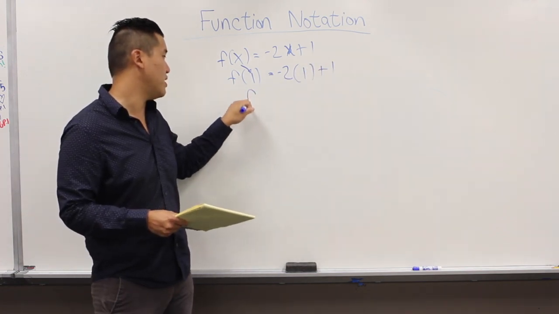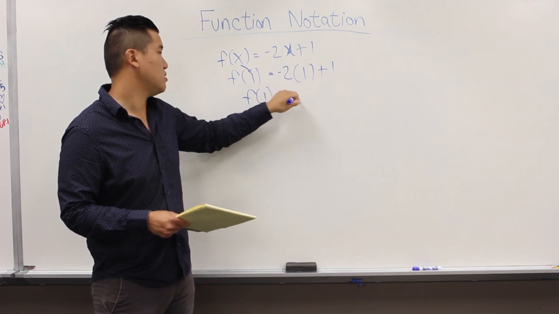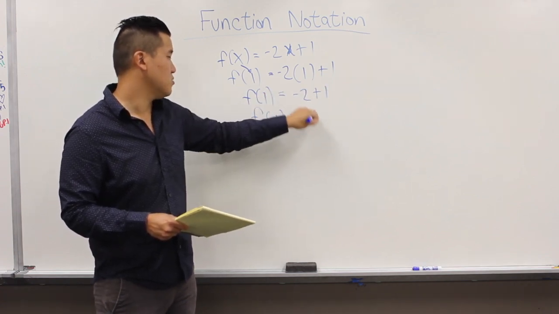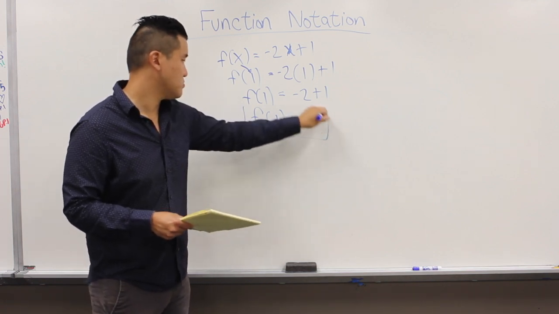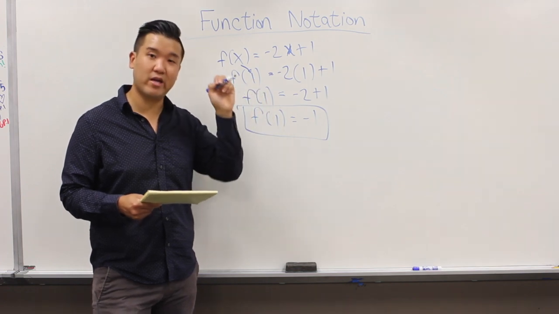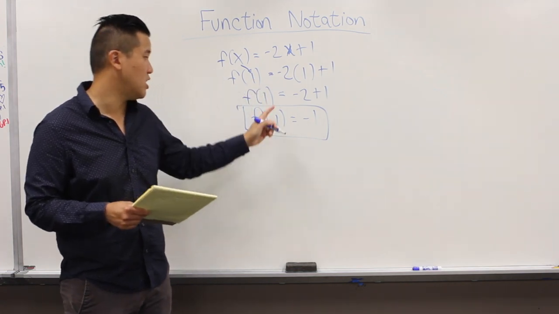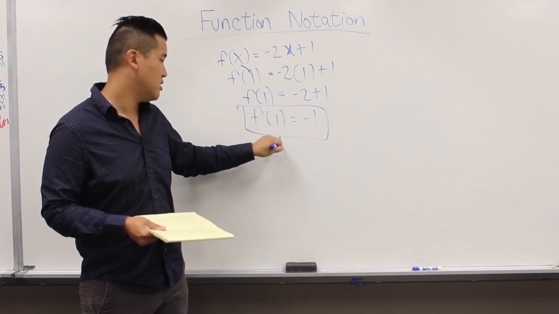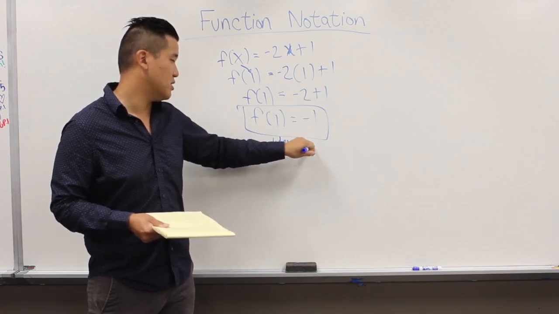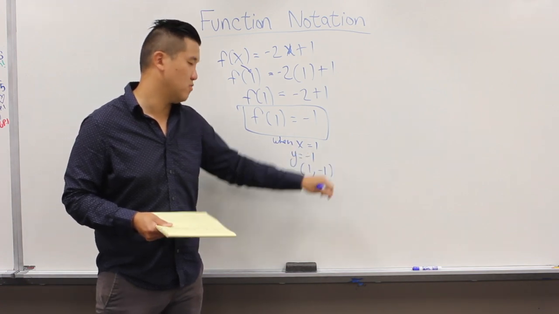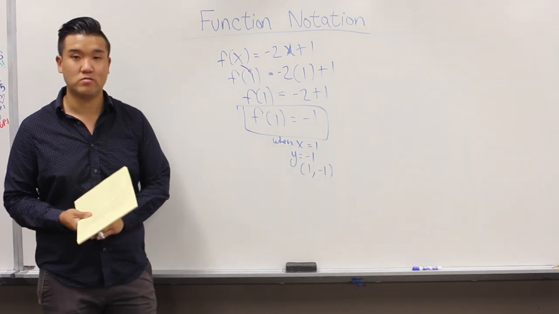So when you solve for that, f of 1 equals negative 2 plus 1. f of 1 equals negative 1. This is my answer. I would write it like this. Just keep writing f of 1, f of 1, f of 1, and solve for that until you get to the end. So what does this mean? This means when x is 1, y is negative 1. So it's 1, negative 1. That's my answer.